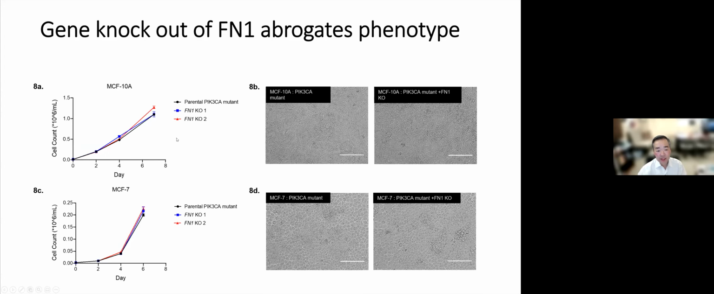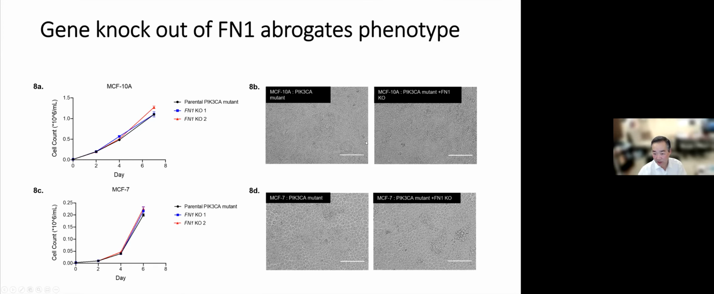Now, the gene knockout, I'm getting to that, will abrogate the phenotype, but we also showed in culture that there's really no appreciable differences in cell proliferation between the fibronectin knockouts and the parental cell lines, and that was true for both MCF10A as well as the cancer cell line MCF7. And again, you can see here now in the co-cultures that this is something where we don't see the phenotype anymore.